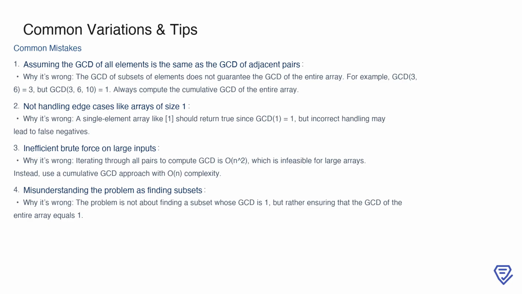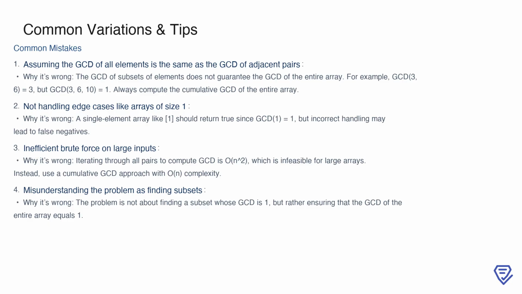A single element array like 1 should return true because the GCD of 1 is 1, but improper handling could lead to false negatives. Additionally, using a brute force approach to calculate the GCD for all pairs in large arrays is inefficient. This method has a time complexity of O(n squared), which becomes impractical for larger inputs. Instead, a cumulative GCD approach with linear complexity is much more efficient.